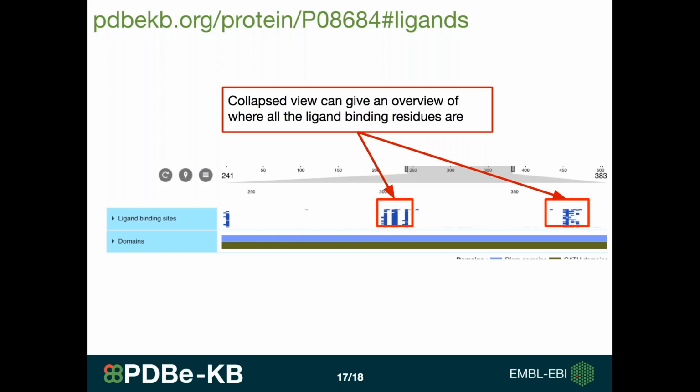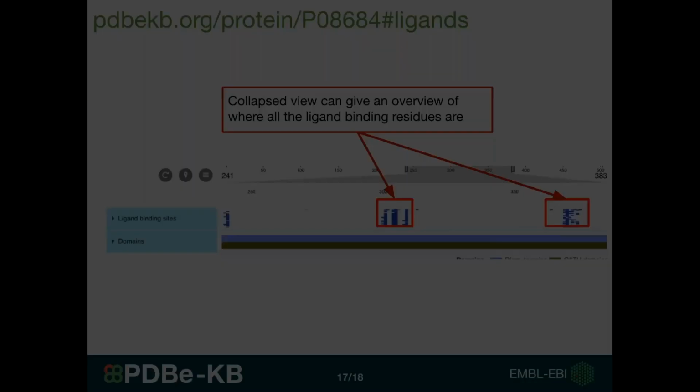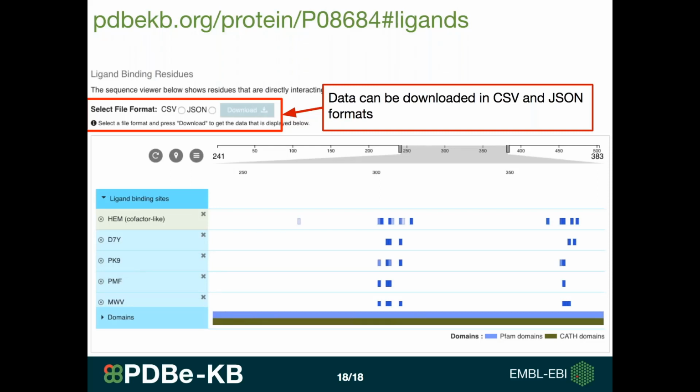If you collapse the ProtVista section, you can immediately see the summary for all the ligand binding sites, and you can spot defined patterns in the binding. This can also help you to distinguish ligands which are of greater importance from those which may be present within that context just because of crystallization reasons. And finally, all the data can be downloaded either in a CSV or JSON format for your convenience.